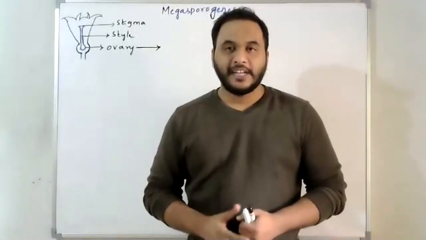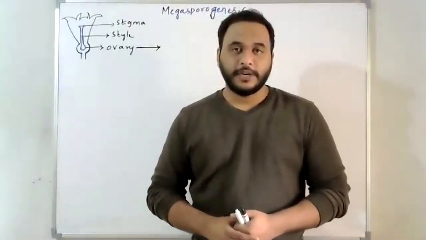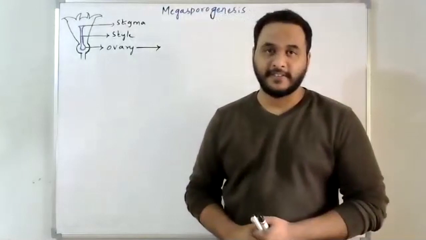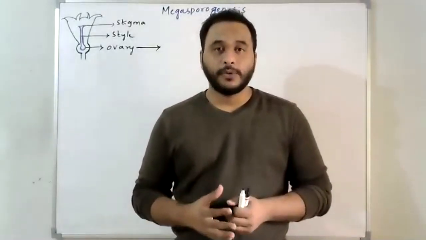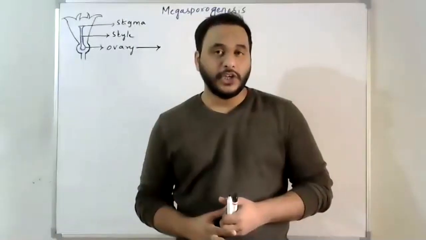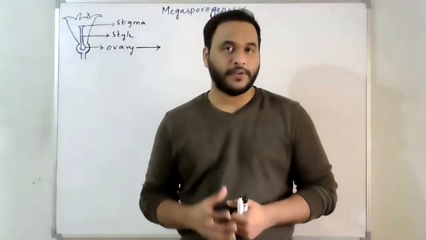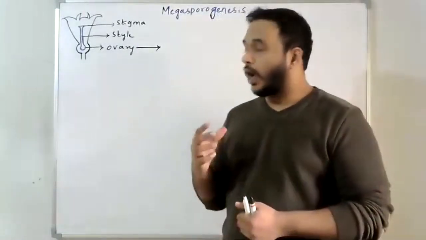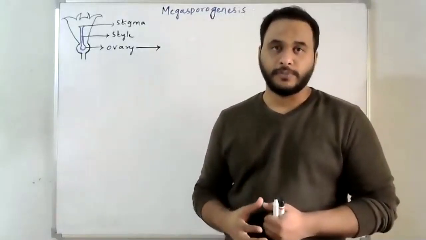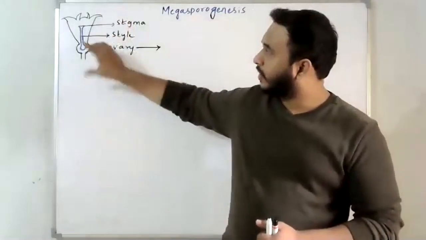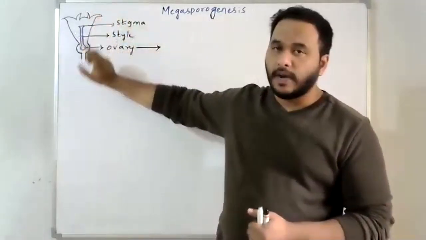Hello all. In this video, we are going to study megasporogenesis. That means the formation and development of the embryo sac in angiosperms, the sexually reproducing flowering plants. How will the embryo sac develop from the female reproductive system, the gynoecium? So first, let's take one female flower.